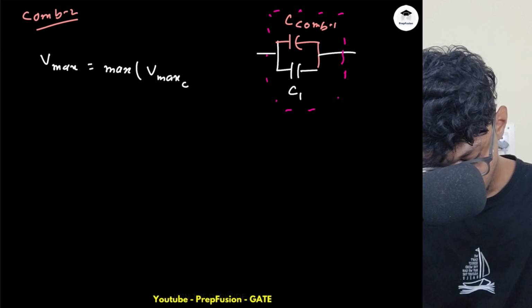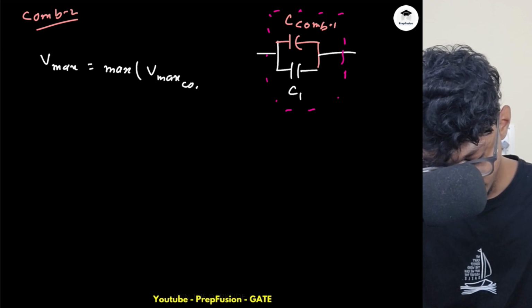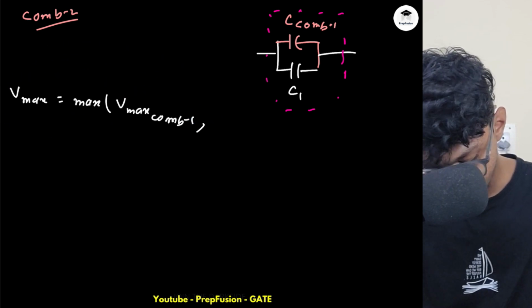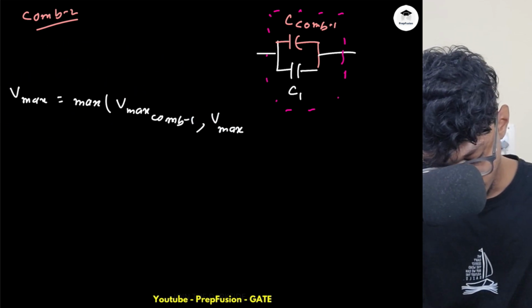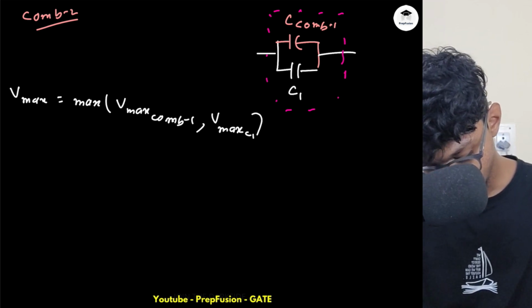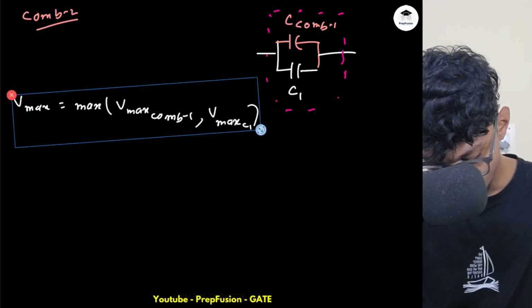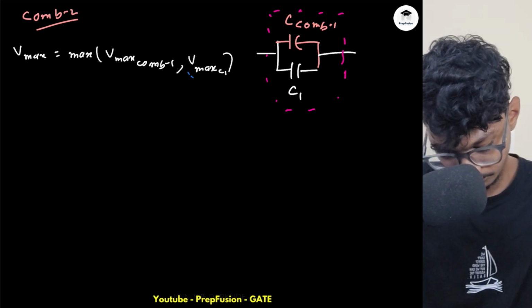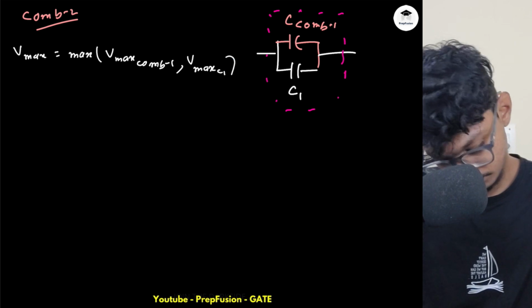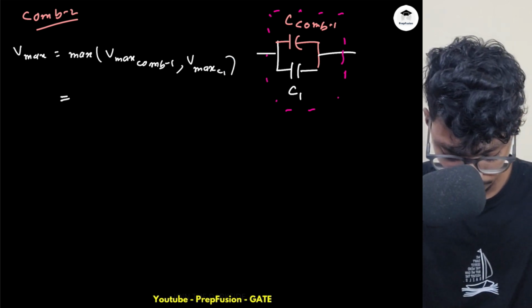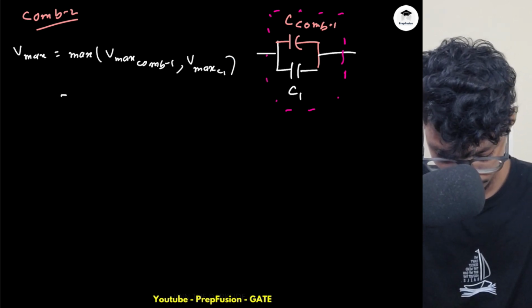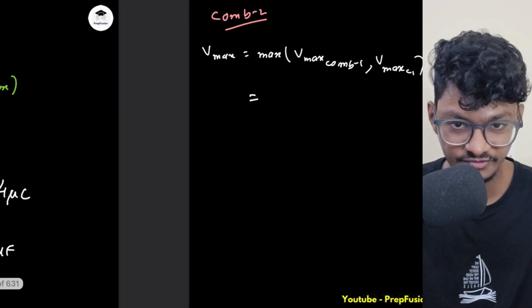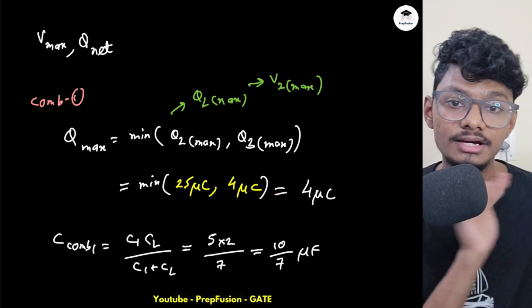V max comp 1. Just ignore my namings now. Comp 1, comma, the maximum potential that can be applied at C1, Vmax C1. Okay, so what I can say is that, what is the maximum combination here? I need to find out this Vmax. Right? How do I find out Vmax? I will just let the maximum charge flow.